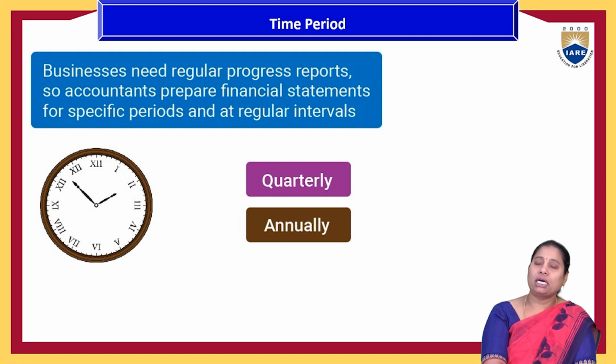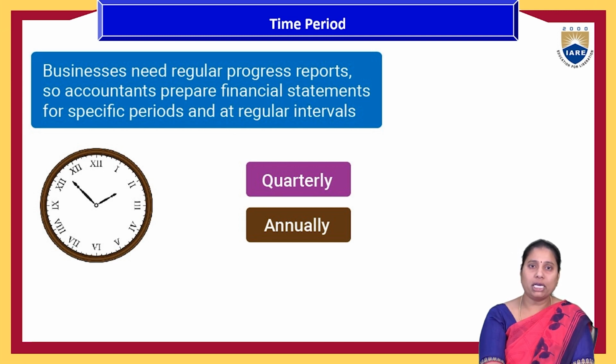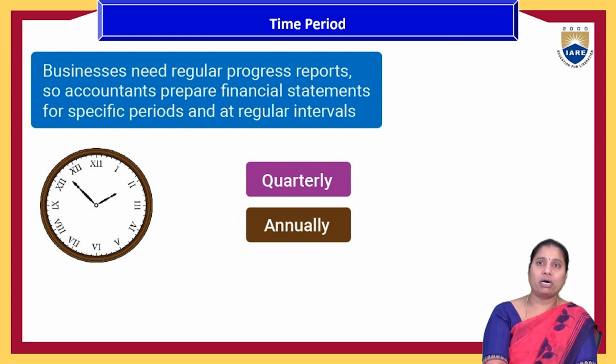Everything has to be done in a periodical way. And that time period is called the financial year or an accounting year. The accounting year in India is from April 1st to March 31st, whereas some foreign countries follow the calendar year, January 1st to December 31st.